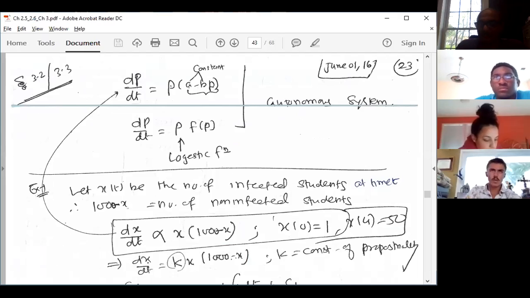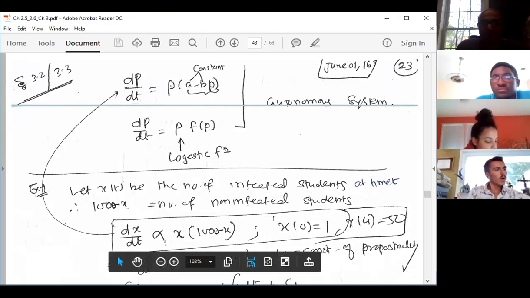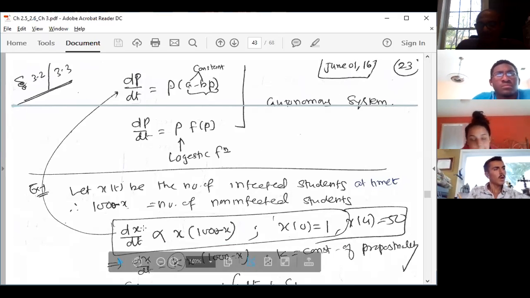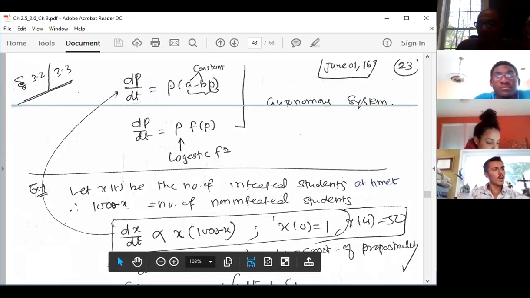Logistic growth. Suppose a student carrying the flu virus returns to an isolated college campus of 1,000 students. If it is assumed that the rate at which the virus spreads is proportional not only to the number x of infected students, but also to the number of students not infected, determine the number. Wait. dx/dt is proportional to the rate of change of x. What is your x? x is the number of infected students at time t, and rate of change means growth.